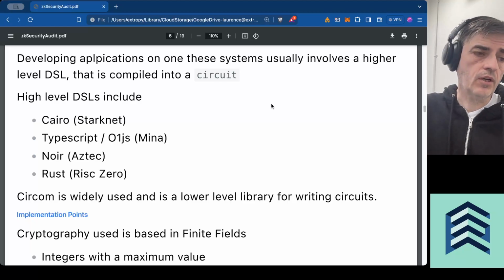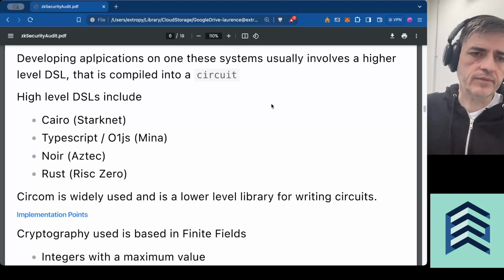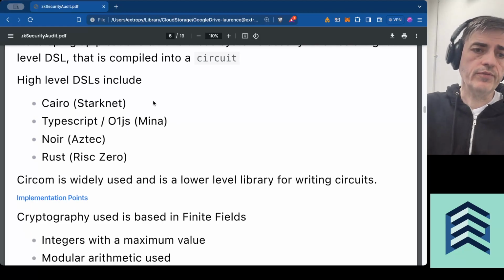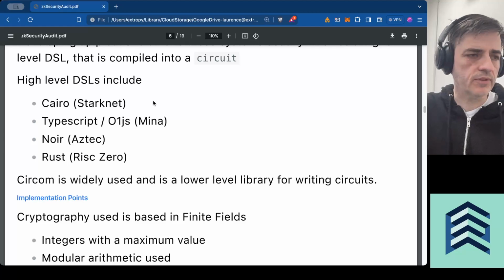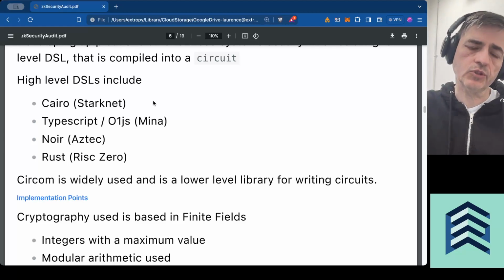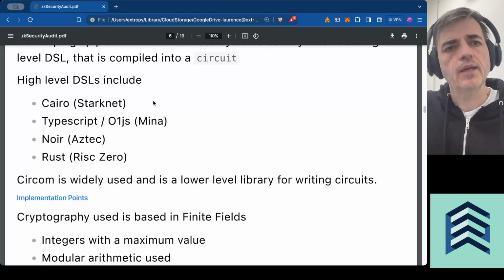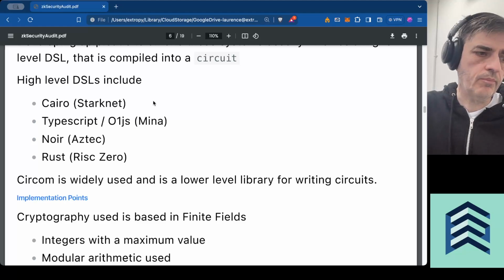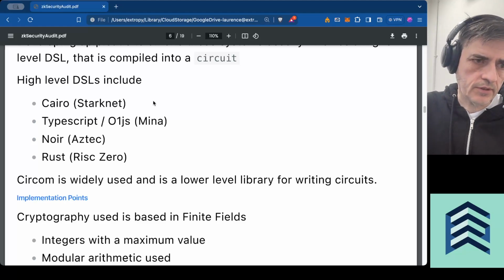then this is compiled down into what is called a circuit. And yeah, we have some examples of these higher-level DSLs. A lot of them are based on Rust. They are very similar to Rust in terms of syntax and semantics, but not always. With Mina, for example, where they use TypeScript. And those higher-level DSLs will compile down into these circuits.